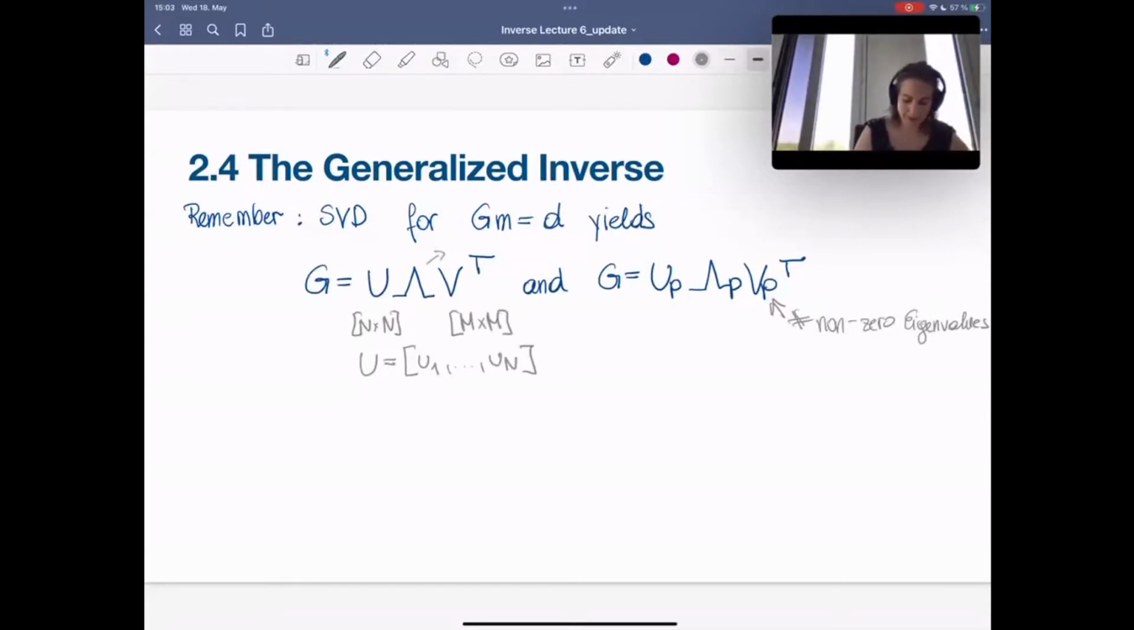And our lambda here equals an n times m diagonal matrix in this case, containing the singular values. So lambda equals lambda 1 to lambda n.